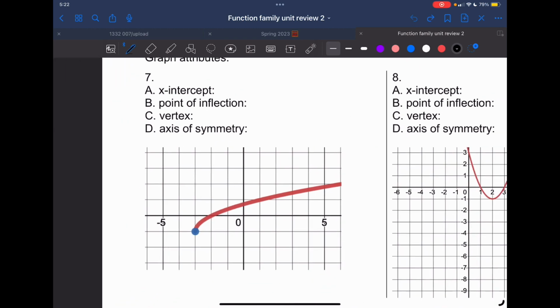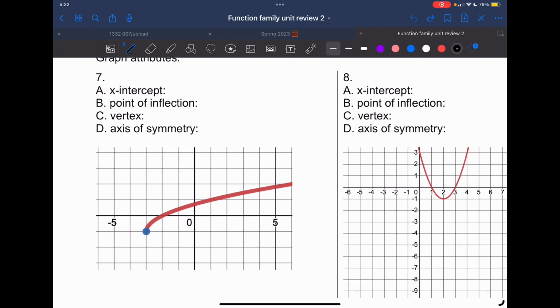We're looking at a function that is a square root function. If we had to determine the function, it would be the square root of x minus 3, minus 1. So let's talk about the x-intercept. In this case, the x-intercept is going to be at -2, 0.